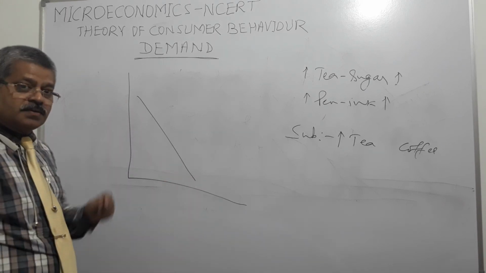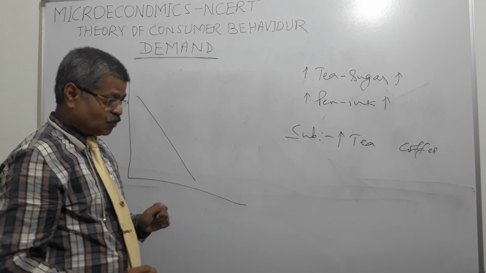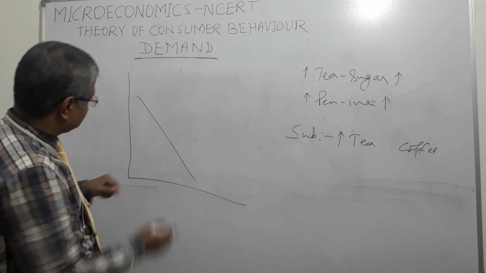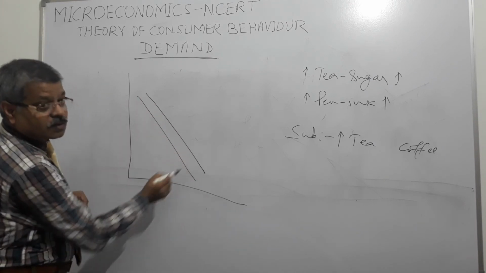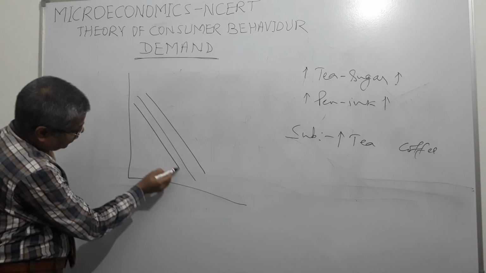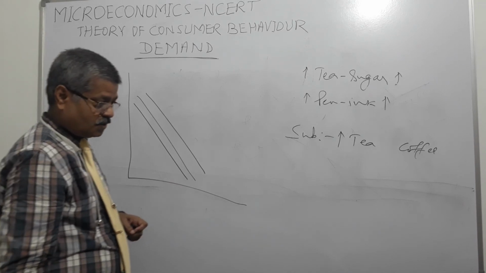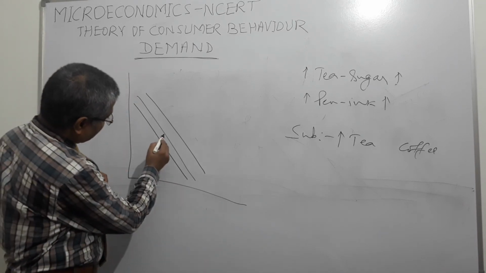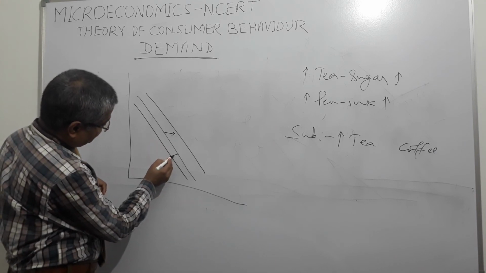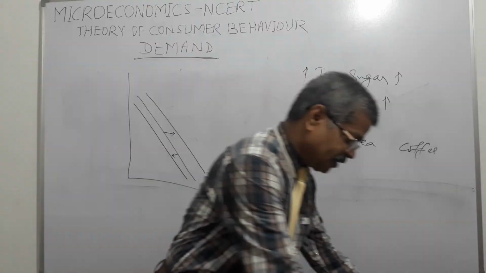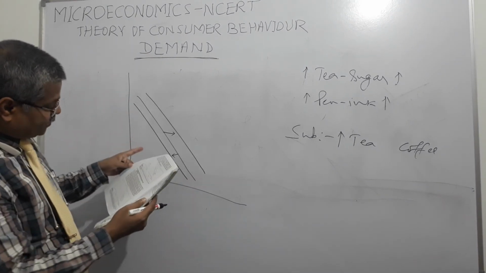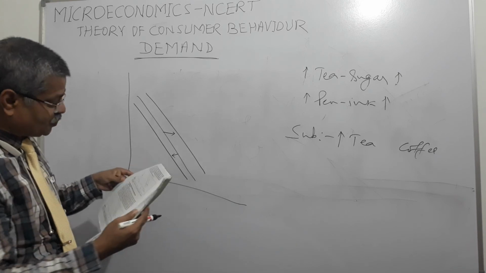This is the demand curve, right? So what happens here? If my income increases, the demand curve shifts to this side, right? If my income decreases, the demand curve shifts like this. Okay? So here, in case of an increase, this is the movement. In case of a decrease, it moves inwards or leftwards, right? The demand curve here shifts leftward when the income goes down.